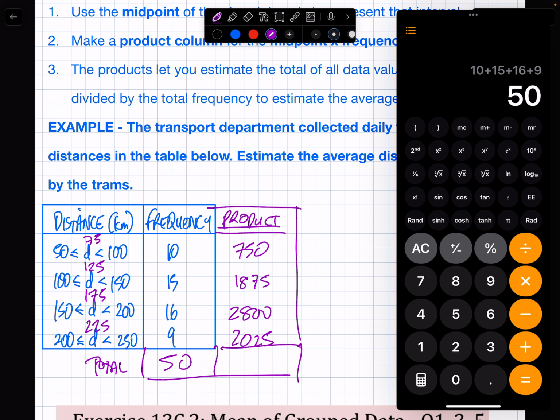What was the point of the product column? Because that would be like the sum of all the data when you're averaging it out. So 750 plus 1875 plus 2800 plus 2025 is 7450.